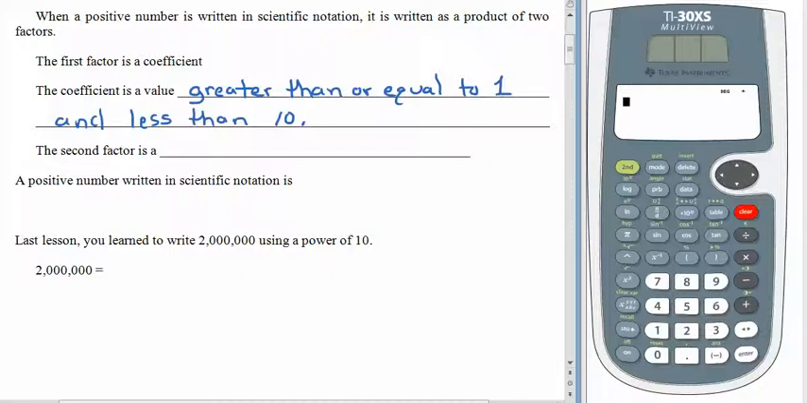There's our coefficient. The coefficient gets multiplied by the second factor, and the second factor is a power of 10. So when you see a positive number written in scientific notation, you'll see it like this. We have the coefficient, multiplied by, and we actually use the multiplication symbol that looks like an X, some power of 10.